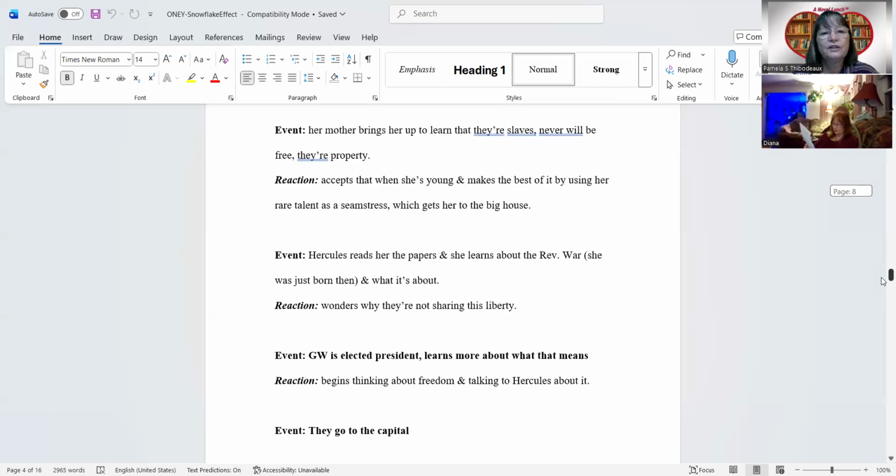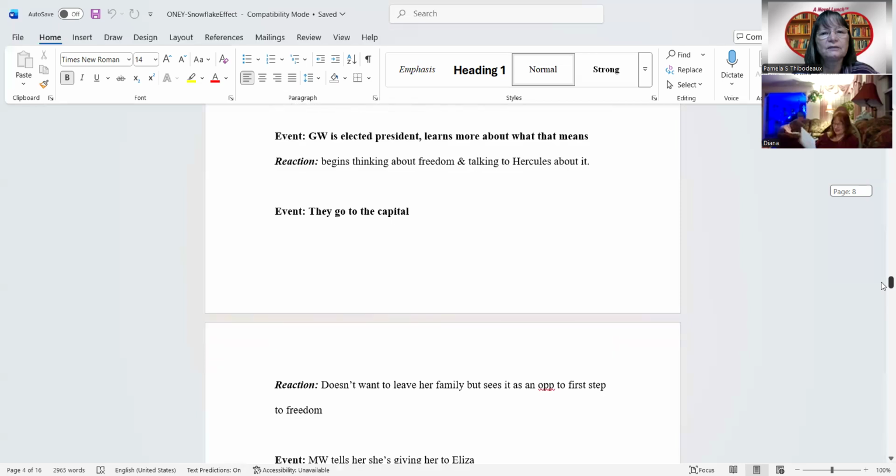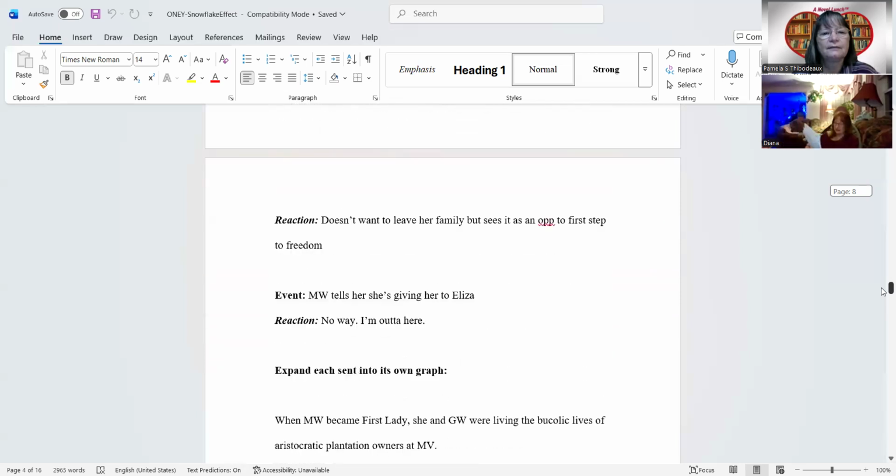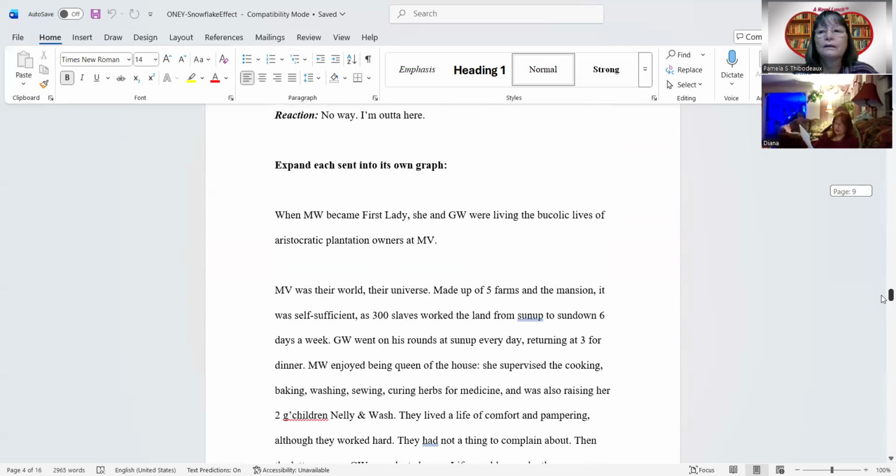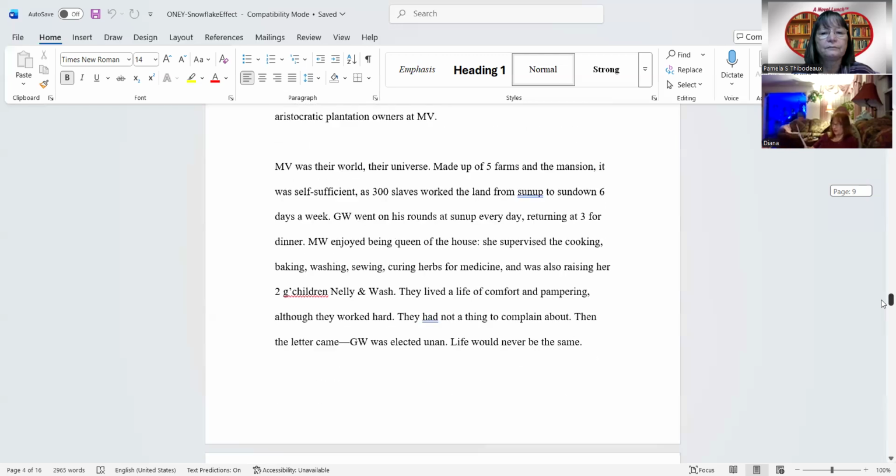And then I see that you went through different events. Her mother brought her up to believe that they're slaves and that they'll never be free. They'll always be property, slaves for life. And she believes that when she's young. But when she gets a bit older and more mature, she looks around, she sees the world, and she says, "I can do better than being a field slave," because she was a very good seamstress. So her talent as a seamstress got her to the big house, the mansion at Mount Vernon.